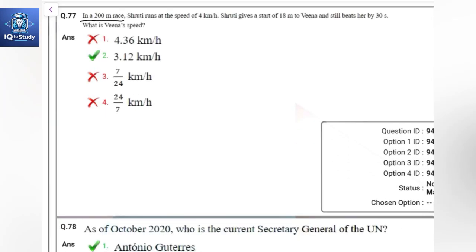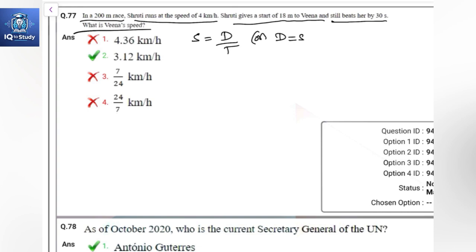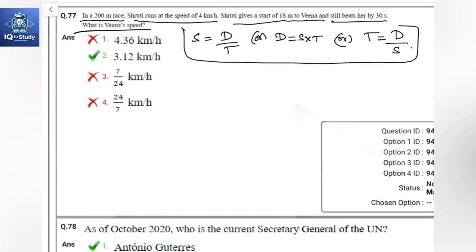In a 200 meters race, Shruti runs at a speed of 4 kilometers per hour. Shruti gives a start of 18 meters to Veena and still beats her by 30 seconds. What is Veena's speed? We know that speed is equal to distance by time, or distance is equal to speed into time, or time is equal to distance by speed. By using this formula, we have to solve the given question.